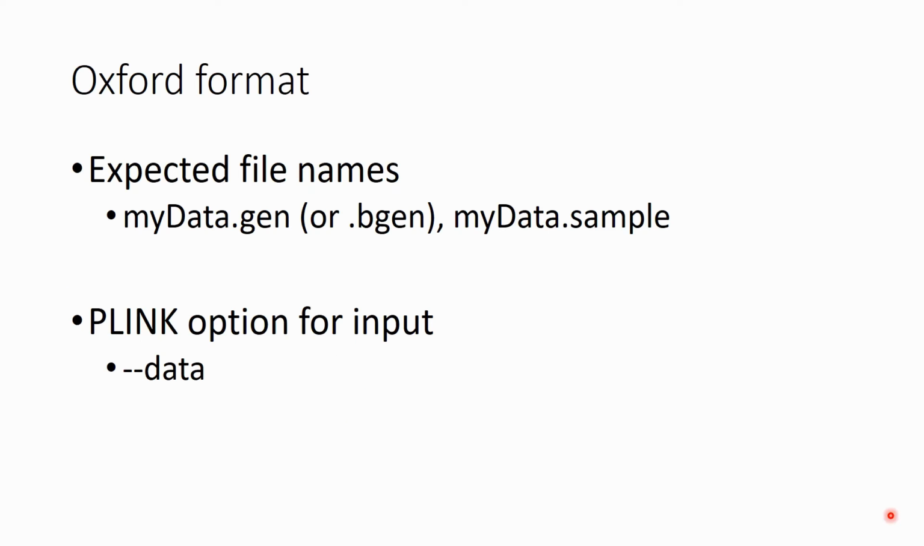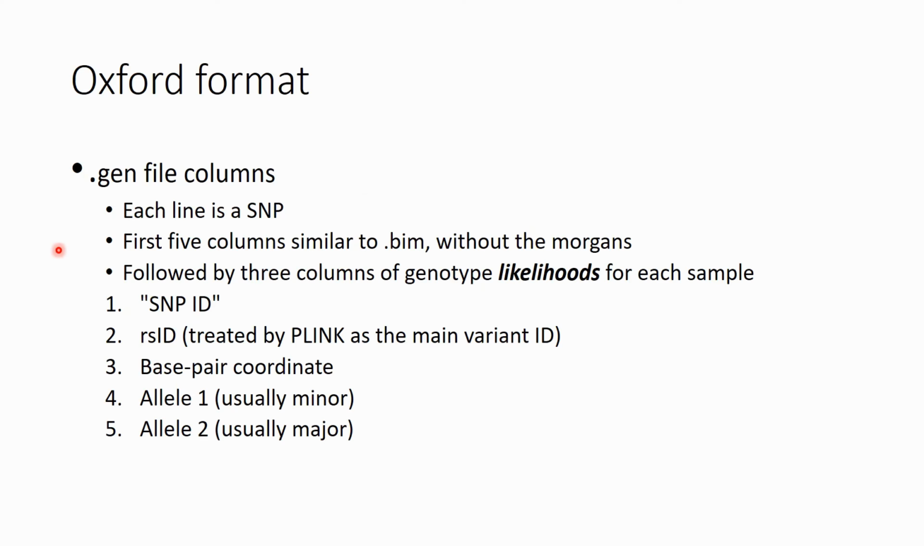The next input option to read in the genotypes in PLINK is the so-called Oxford format. Here, there are two files expected, the .gen files and .sample files. Also, there is a binary version, so the .bgen is basically the binary version of the gen files. If you want to read in the genotype files into PLINK in the Oxford format, you need to use the --data option. So first, let's talk about the .gen file.